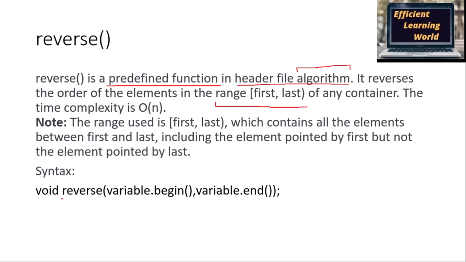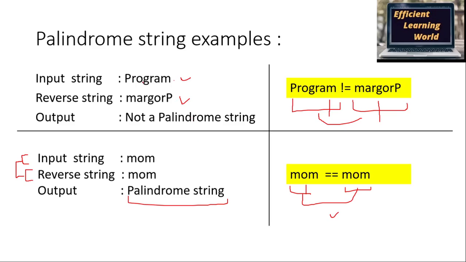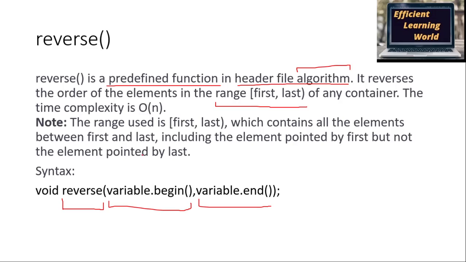Okay, so you can see the syntax of this function is reverse, and you just have to pass two arguments in this function. The first argument will be the starting address and the second argument will be the last character. For example, in this program, from p to m, I want to reverse the string. So I will just write here the variable name dot begin, variable dot end. These two arguments are separated by a comma.